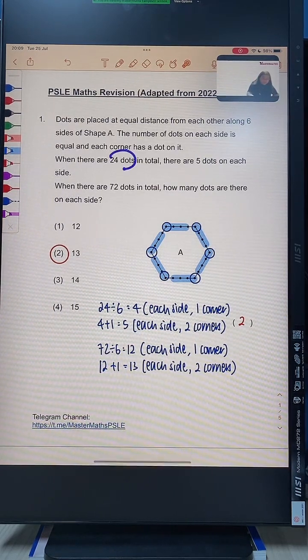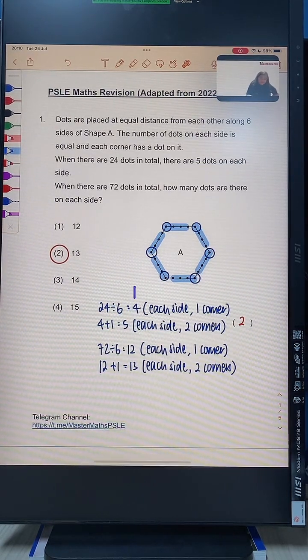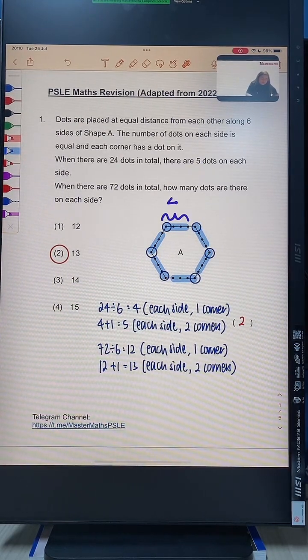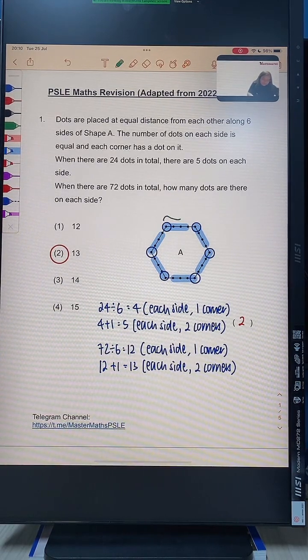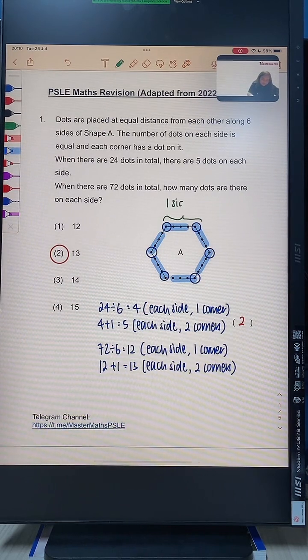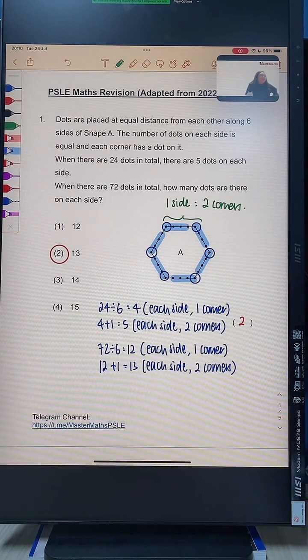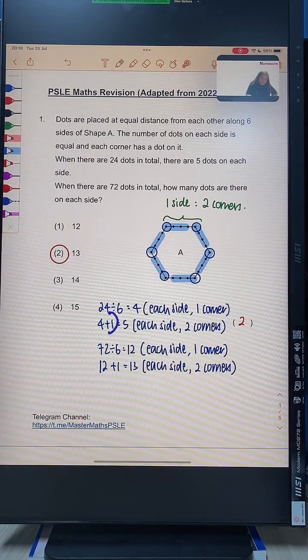When there are 24 dots in total, there are only 5 dots on each side. But we know that there are 6 sides. So if we take 24 divided by 6 to give us one side, we will get 4. So why are we getting 4, not 5? It is because each side is paired with only 1 corner to give us 4 dots here. But because one side has 2 corners, we have to add the extra 1 in order to get back the other corner. That is why we add 1 in order to get 5.